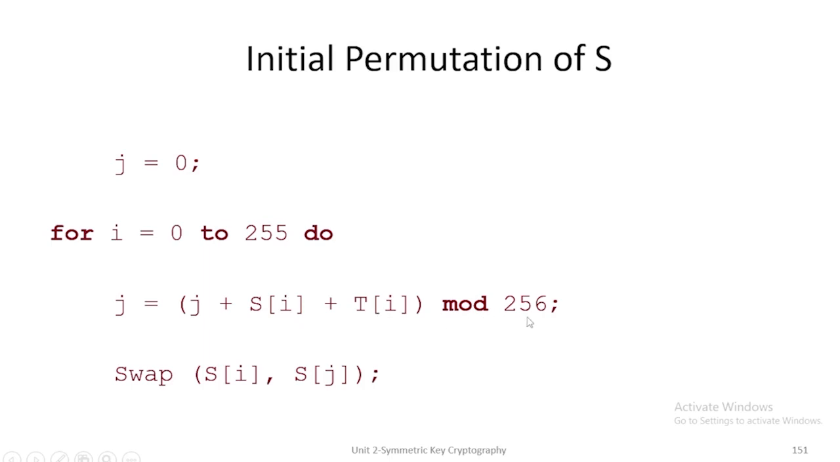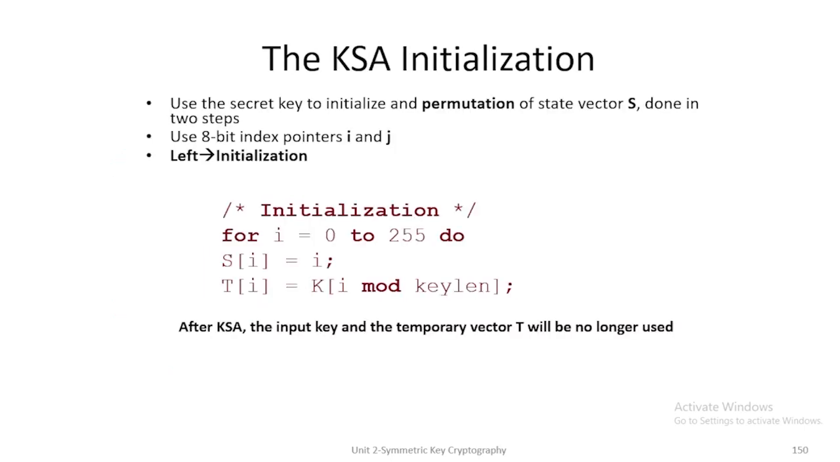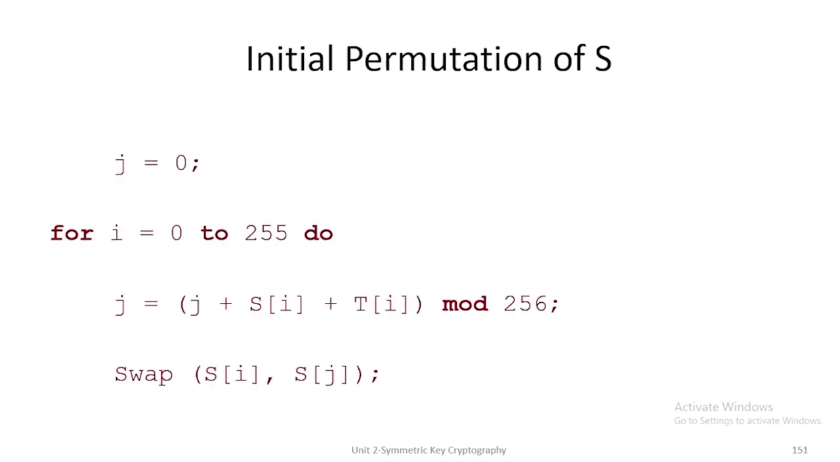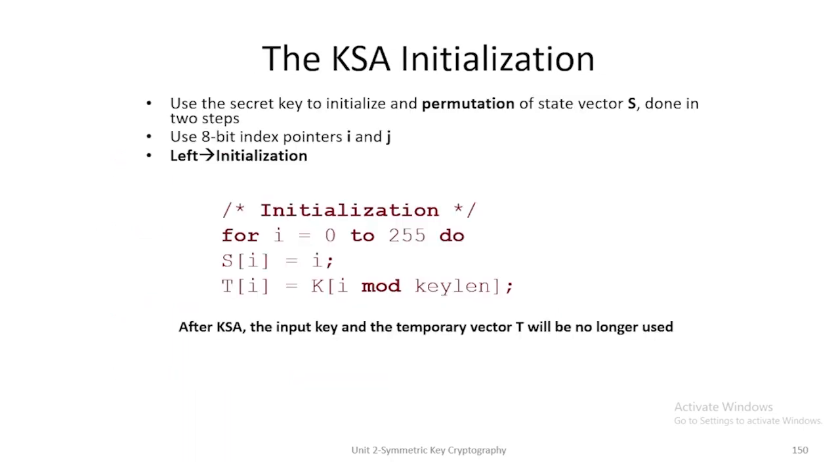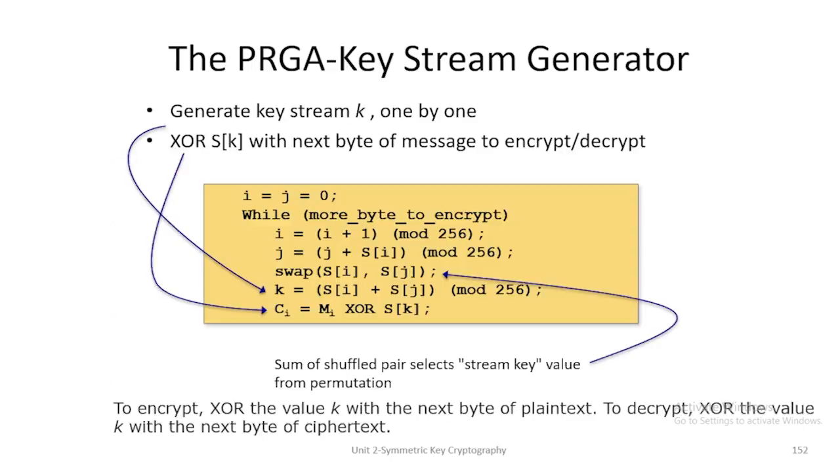So we should do a mod operation, so the j value should be from 0 to 255. We only swap those particular values, s of i and s of j. This interchanging of values is called permutation. So the first part is the initialization part, and the second part is the permutation part. These two parts are done in the key scheduling algorithm.